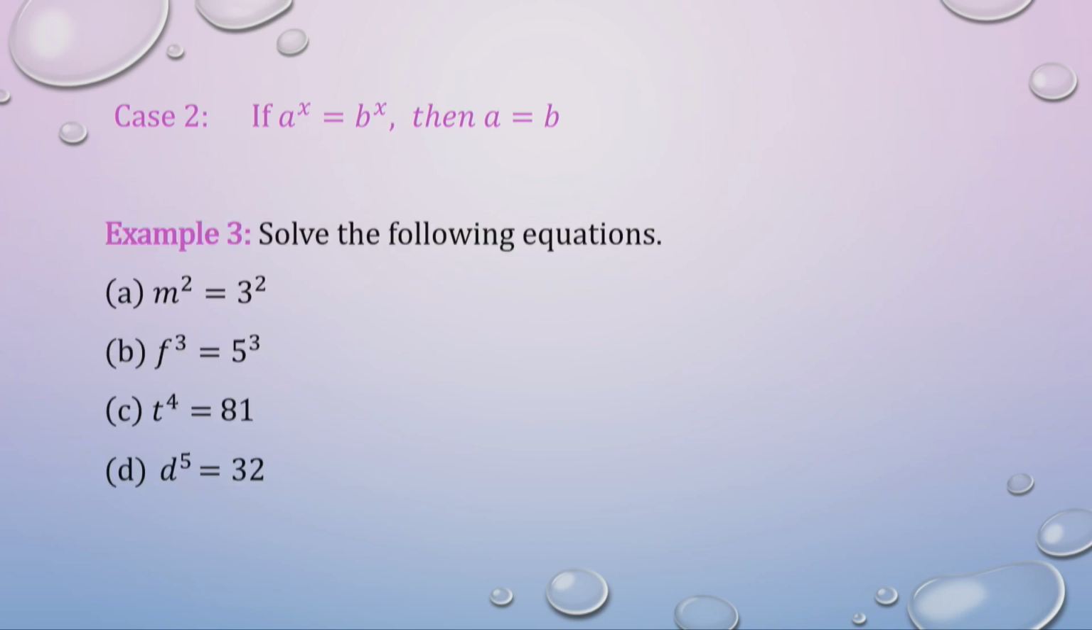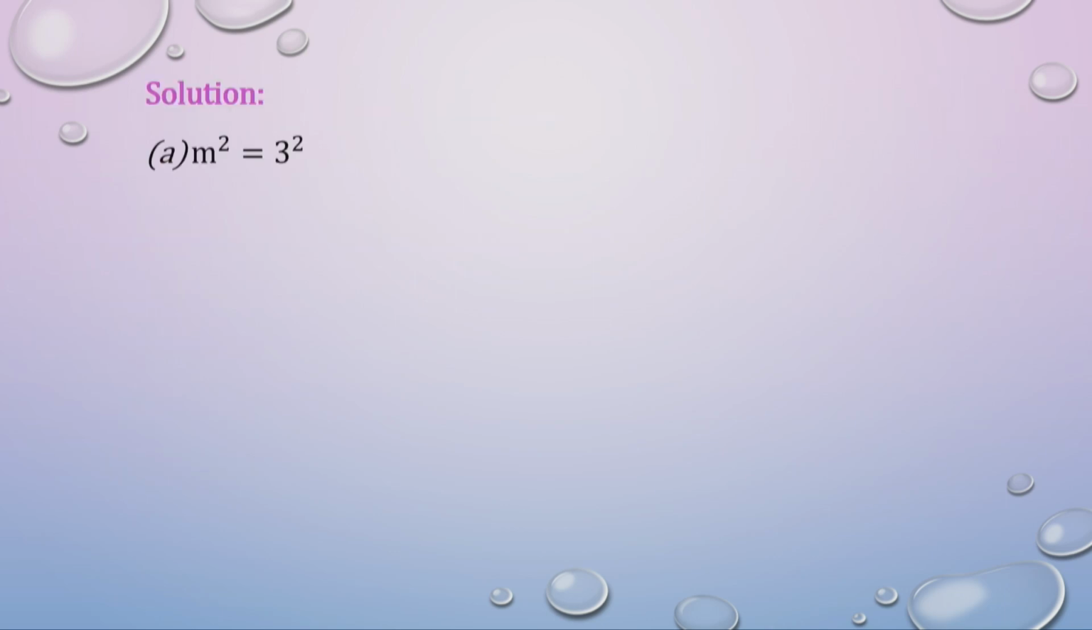Example 3. Solve the following equations. So I repeat, here we have the same powers, so we are going to equate the bases. Part A, m square equal to 3 power 2. Equating the bases, we get m equal to 3.